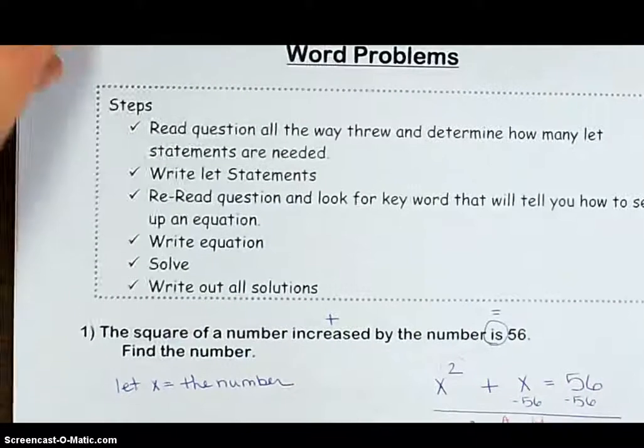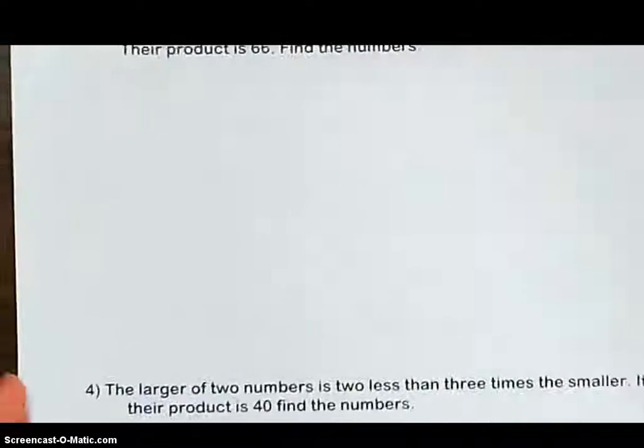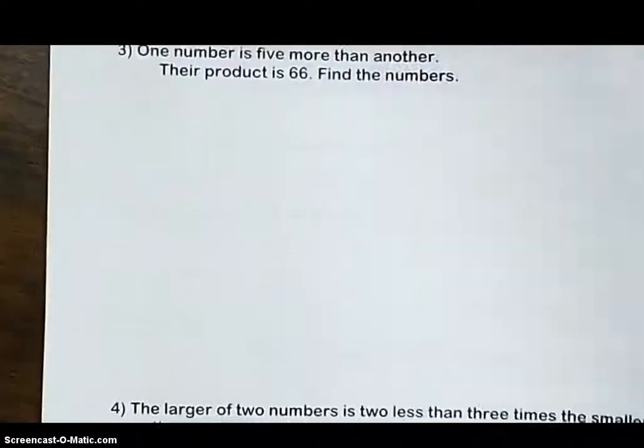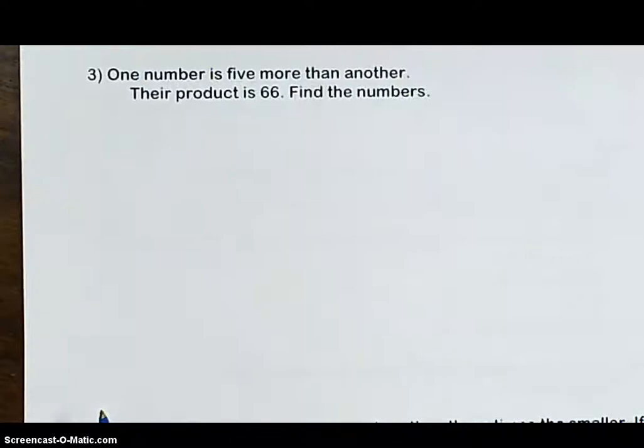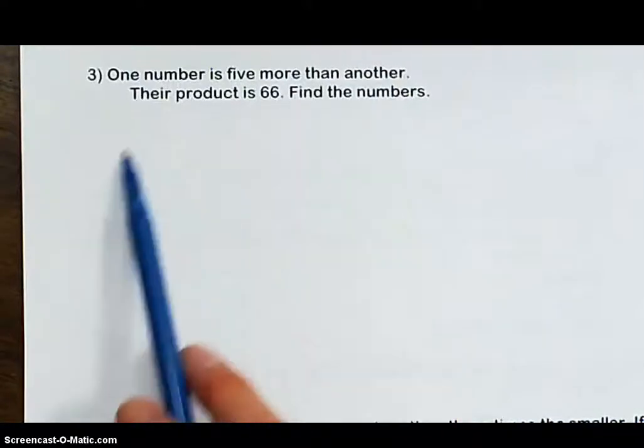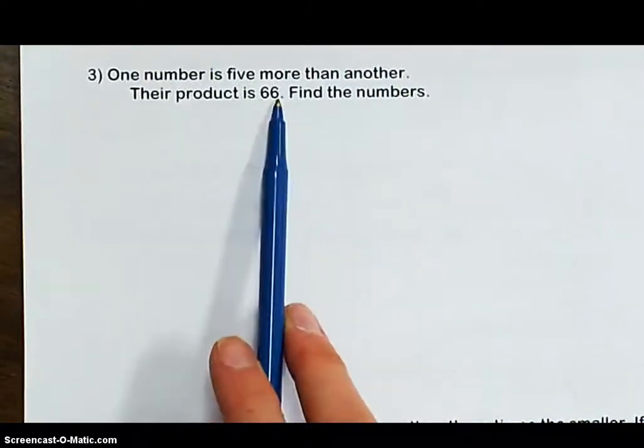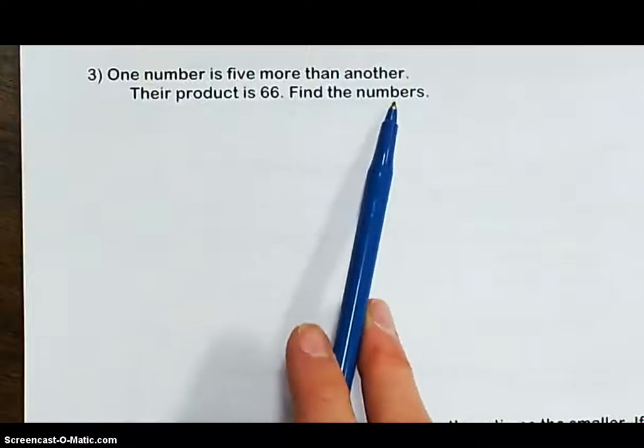All right, let's go ahead. We're going to flip it over to the back. Okay, so number 3. One number is 5 more than another. Their product is 66. Find the numbers.